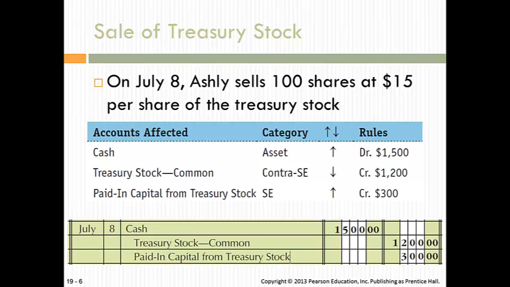$1,500. Now we reduce the treasury stock account. Remember, treasury stock was increased with a debit, so now we decrease it with a credit. The amount we decrease is the number of shares we're reissuing times the price we originally paid for those shares. The original price was $12 per share, so we credit $1,200. Since we're reissuing the stock for more than we originally paid for it, we credit the excess in paid-in capital from treasury stock account for $300.